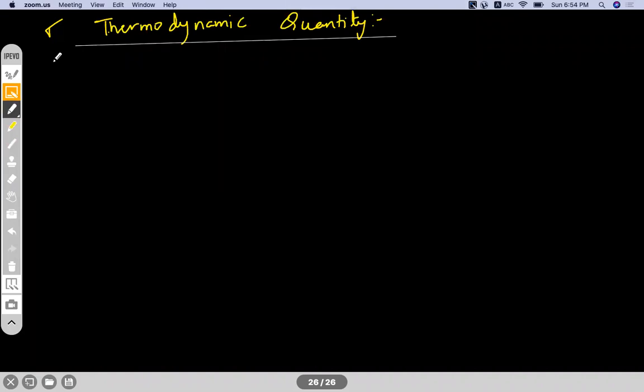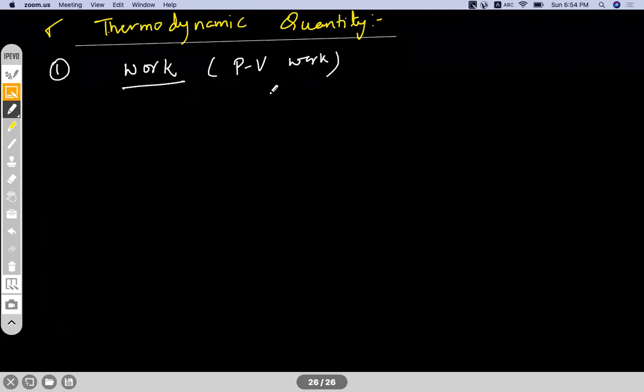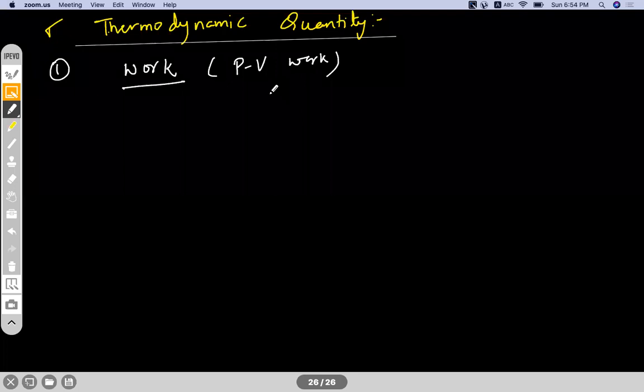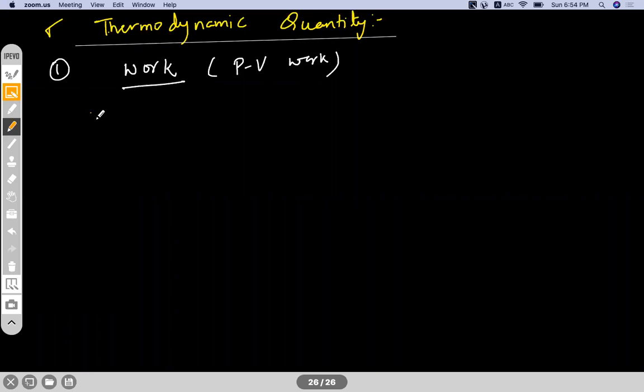First one is work. Work is generally, we have PV work we are discussing. Pressure-volume work. Okay. So for this, first of all, we have an IUPAC convention. This you need to memorize. IUPAC convention. And what is this convention?